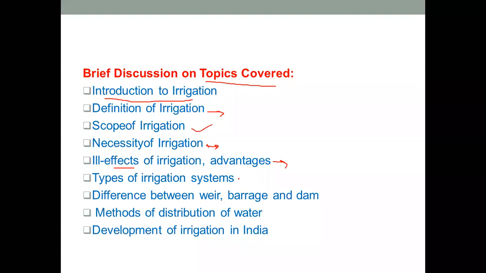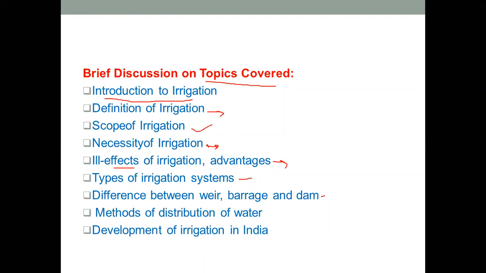Then the next point was types of irrigation systems. We saw that we can design our irrigation system based on two criteria. First is the availability of irrigation water, and second was the intensity of irrigation.